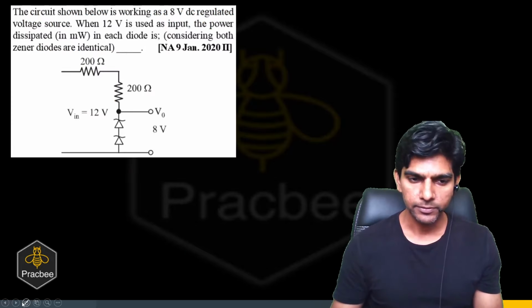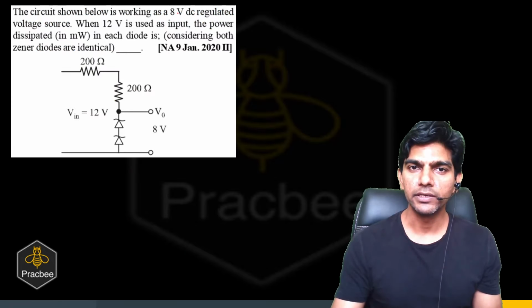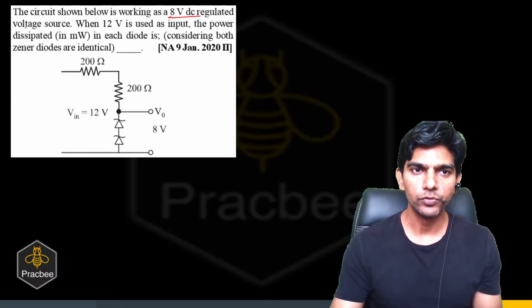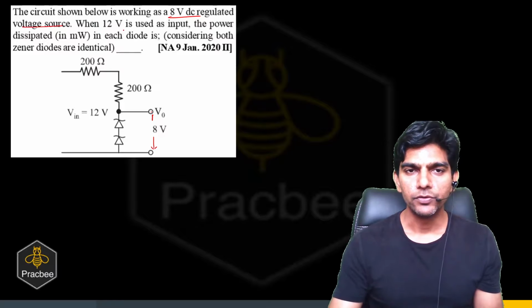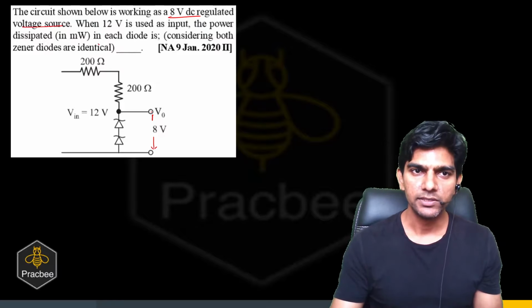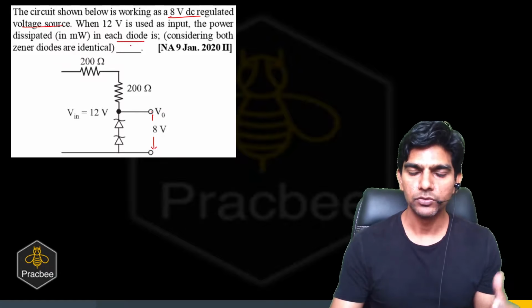Now let us see one more case. The circuit shown below is working as an 8-volt DC regulated voltage source. Can you see we have a voltage drop of 8 volt across the Zener diodes. When 12 volt is used as input, the power dissipated in each resistor, or sorry, in each diode.